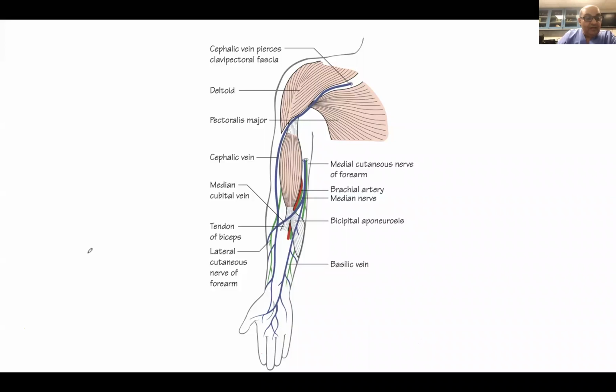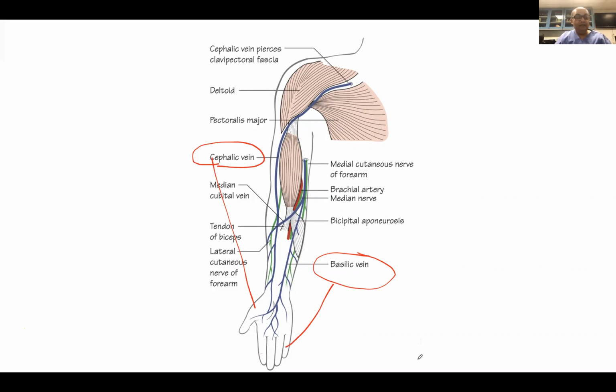Are the veins as important to know as arteries? Yes, my dear. You should be knowing about them, but they are very simple, cephalic and basilic, and then we have the venae comitantes. Cephalic is here, and this is my thumb, and basilic is here, and this is towards my pinky. Are we good?